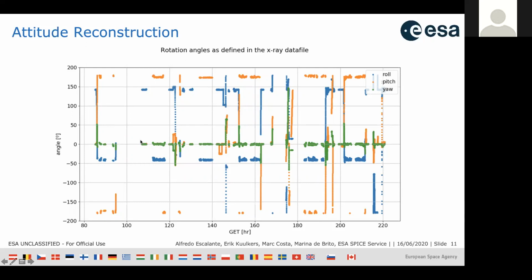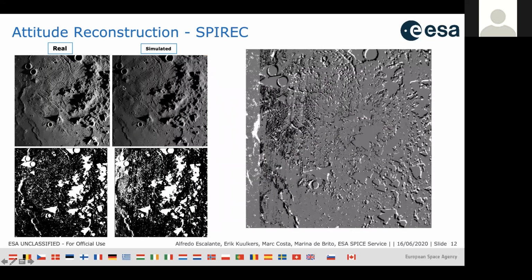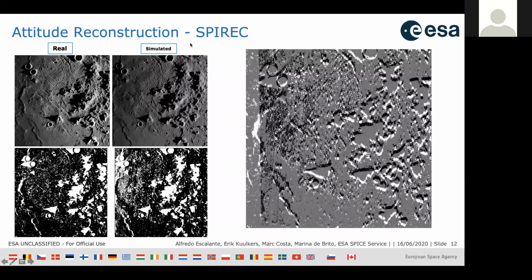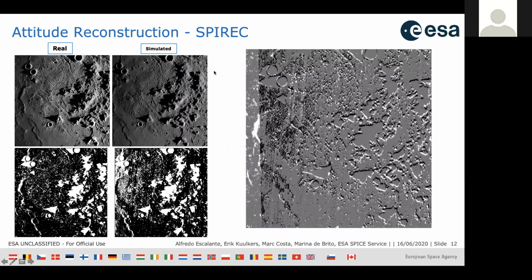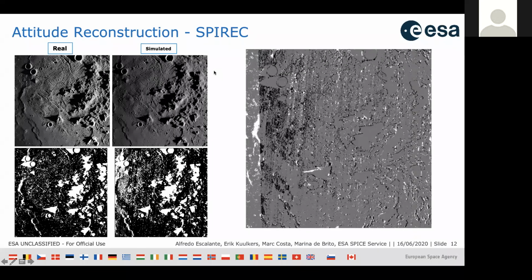So what we did to fill these gaps was using the mapping camera images. We created a Python package called SPIREC, which basically simulates the images using the digital terrain models and the illumination angles. On the left, you can see the real image. On the right, you can see the simulated one for the same instant. And you can appreciate some offset between these images.